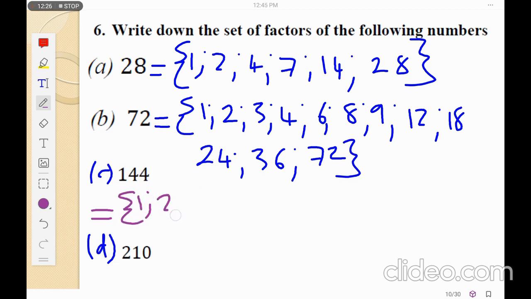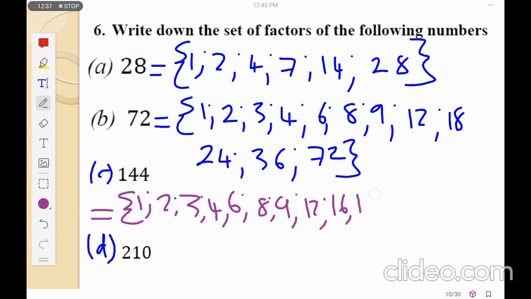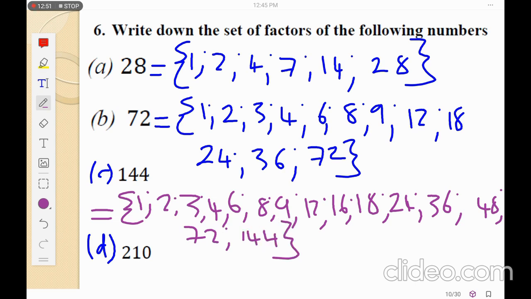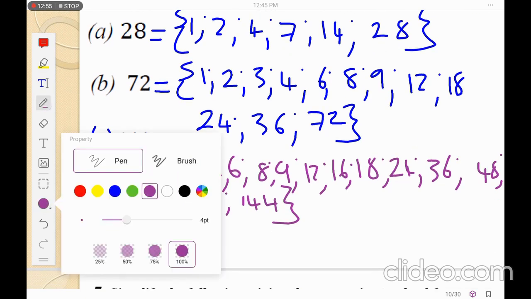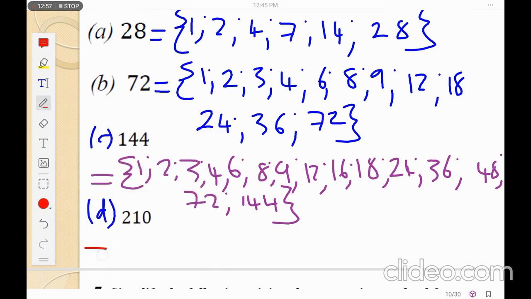1, 2, 3, 4, 6, 8, 9, 12, 16, 18, 24, 36, 48, 72, and 144. These are the factors. So you write the same way I'm doing there. Okay, then the last one is 210. For 210, I've got these factors.